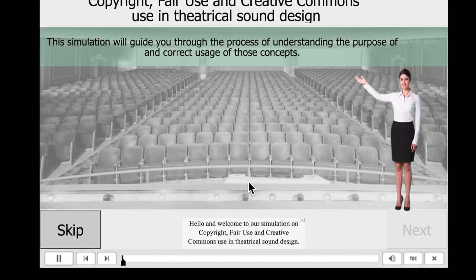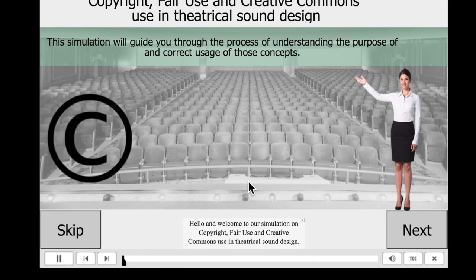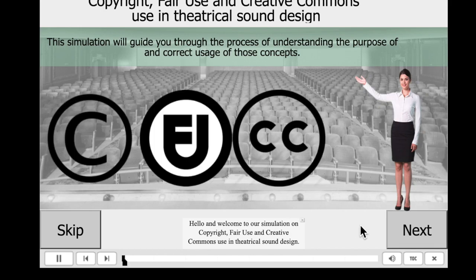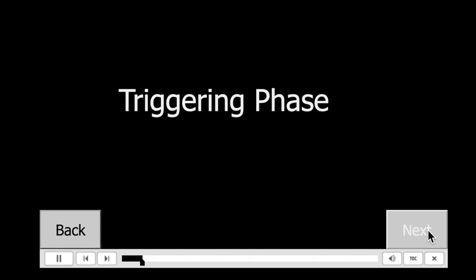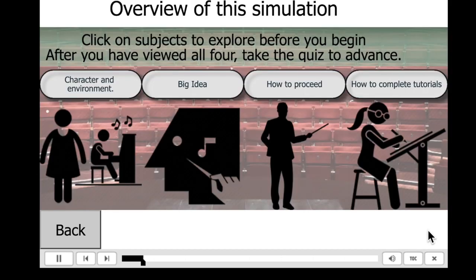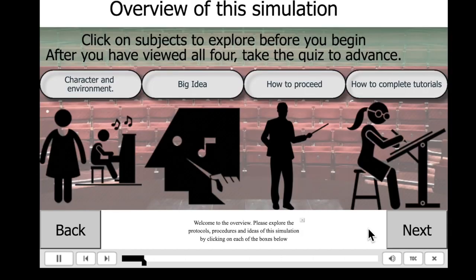I'm going to begin. Hello, welcome to our simulation on copyright, fair use. You can hear them saying, theatrical sound design. This simulation will guide you through the process of understanding the purpose. And there's my character A, person A. I'm going to go to the next one, my signaling slide. Welcome to the overview. Here's the Explore overview. The protocols, procedures, and ideas of this simulation by clicking on each of the boxes below and selecting the complete button in each page. Wonderful.